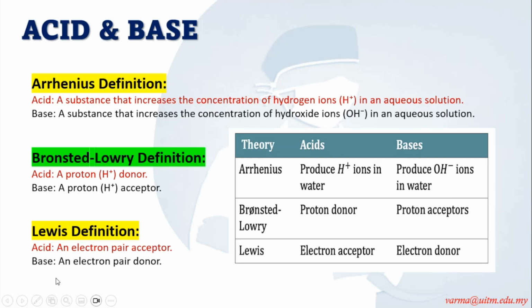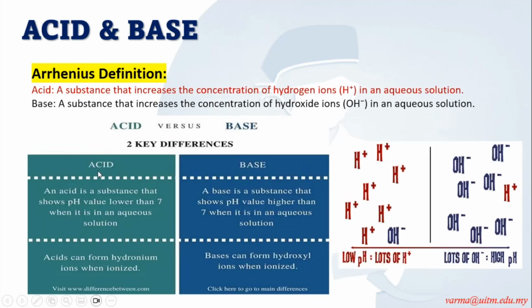And the Lewis definition is talking about electrons. Acid is an electron pair acceptor, whereas base is an electron pair donor. This is just the opposite of Bronsted-Lowry. Here he's talking about protons, there he's talking about electrons. Okay, this is just for understanding. So bear in mind the one that we use mostly in medicine goes around the Bronsted-Lowry definition. The Arrhenius definition sometimes comes into play when we talk about dissolving a substance in an aqueous solution, where when you dissolve it, you see acid will produce a lot of H+, whereas base will produce a lot of hydroxyl ions.